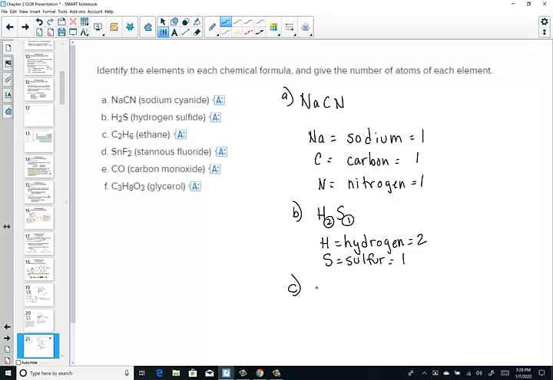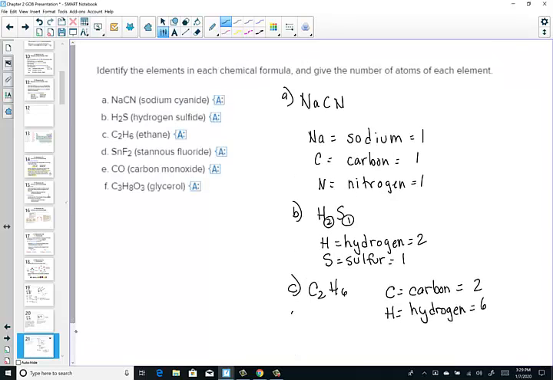Letter C, C2H6. C represents the element carbon. That subscript is 2. There are 2 carbon atoms in that molecule. H represents the element hydrogen. There are 6 atoms of hydrogen in that molecule. There are 8 atoms bound together. 2 carbons and 6 hydrogens gives me 8 total atoms in that compound.